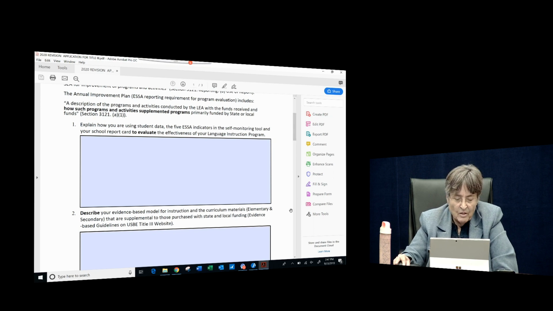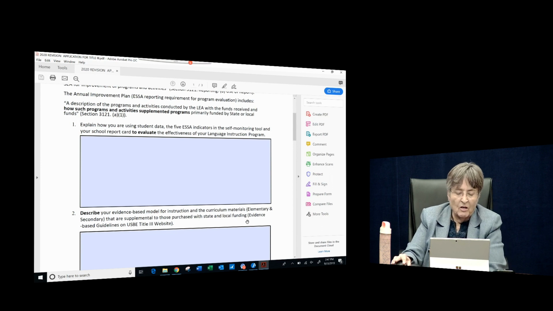The second question, describe your evidence-based model for the curriculum materials, elementary and secondary, that are supplemental to those purchased with state and local funding. Now remember, this is supplemental. So it's supplemental instructional materials. The district has an obligation to provide the curriculum for students learning English, right? The Title III funds are supplemental funding. And the evidence-based guidelines are on the USBE Title III website.